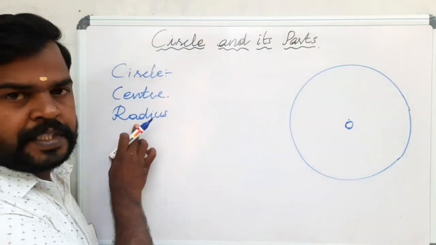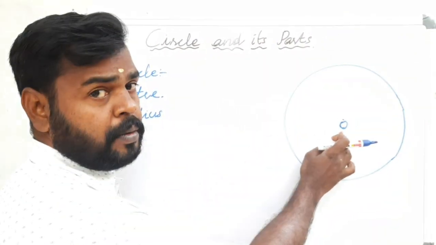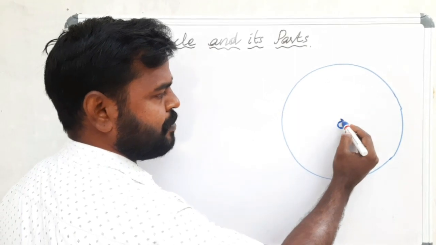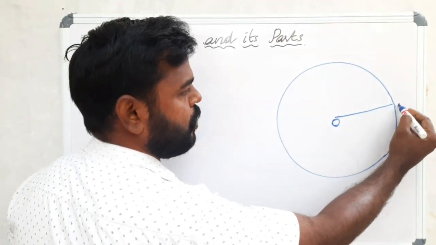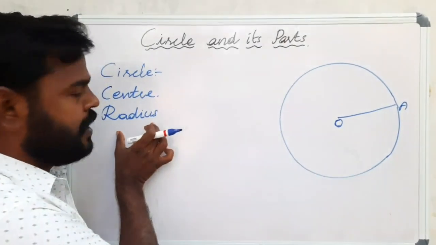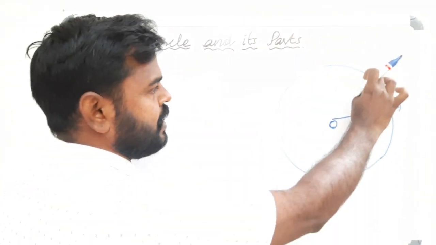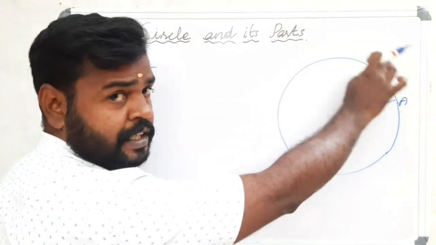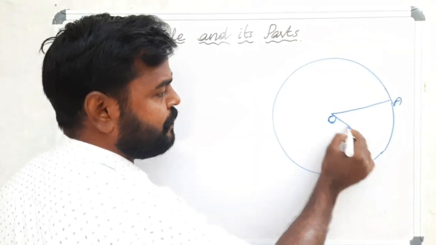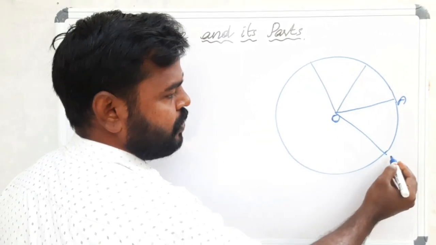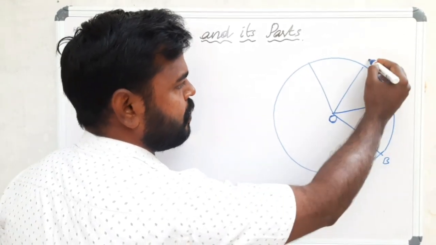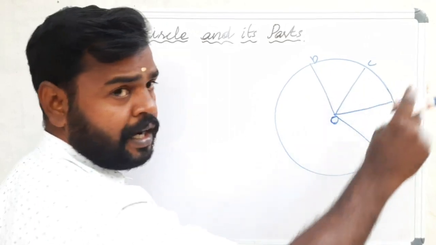Now the radius of the circle: this line segment from the center to the boundary, suppose OA, is called a radius. Already we discussed that there are infinite points on that curve, so there will be infinite radii. These are the radii OA, OB, OC, OD, etc.